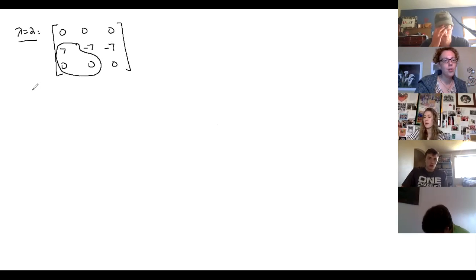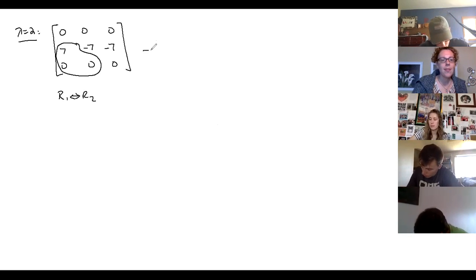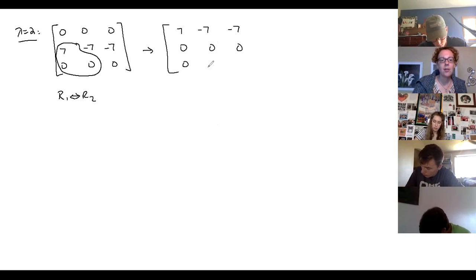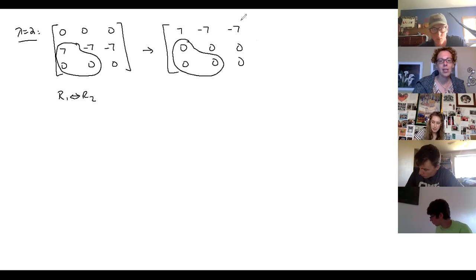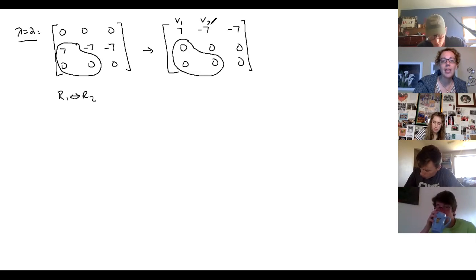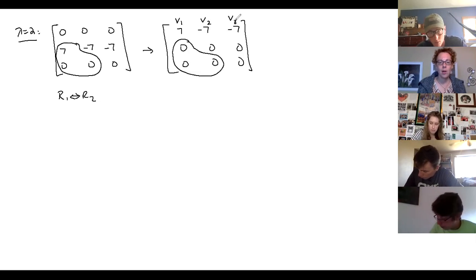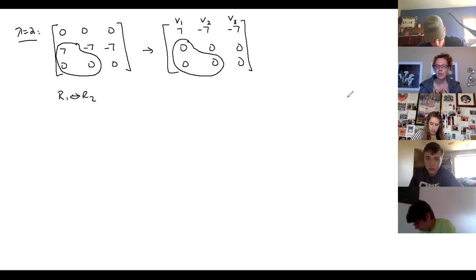Okay, row 1 and row 2 can just get swapped. So row 1 gets swapped with row 2. And then what I am going to get is 7, -7, -7, 0, 0, 0, 0, 0, 0. So I've zeroed out the entries that I'm looking to zero out. We've gotten to this triangular form. And remember what I'm trying to find is a vector v. So again, one more time, we'll label these columns v1, v2, v3. Those are my components in the columns.